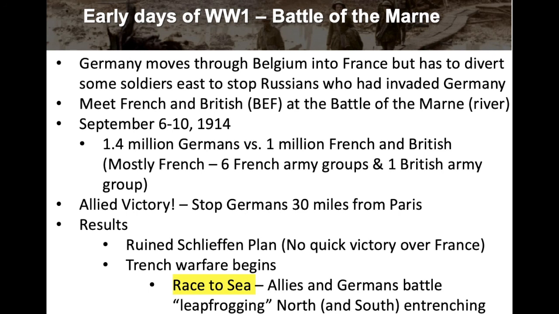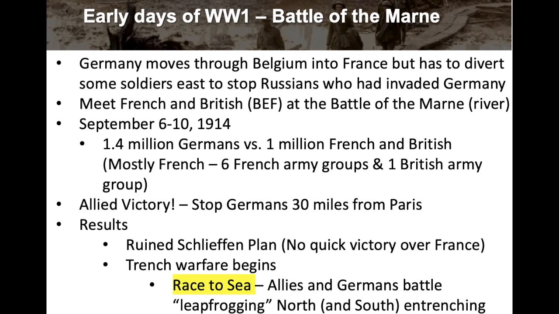The battles were more like horse cavalry against cavalry type thing. The battles were a lot more mobile in the Eastern Front, but we're not going to talk much about the Eastern Front. They move through on the Western Front.